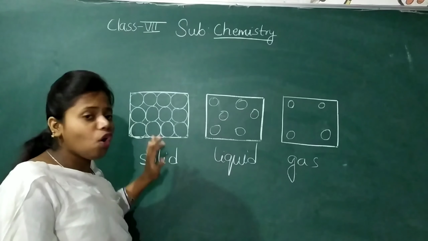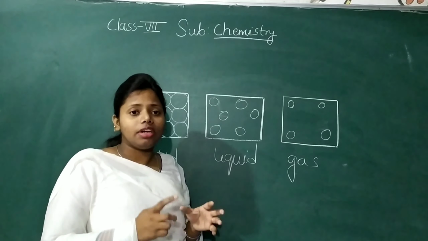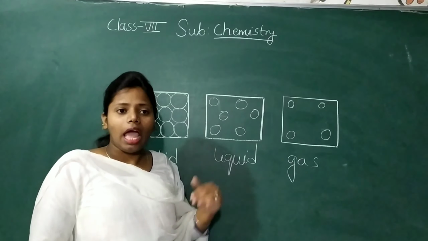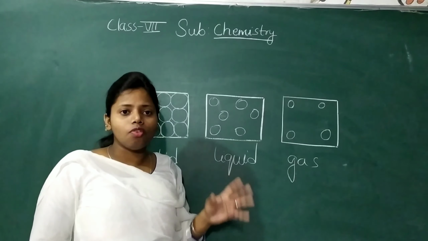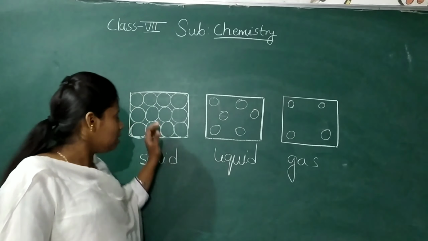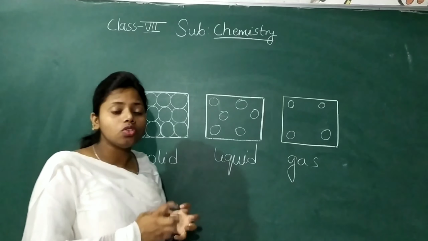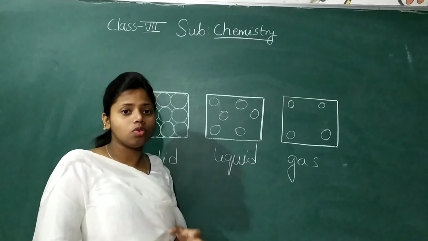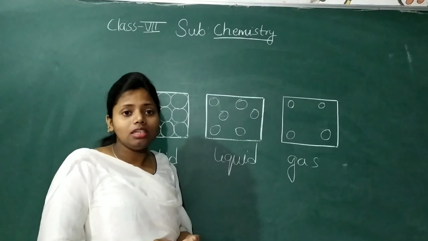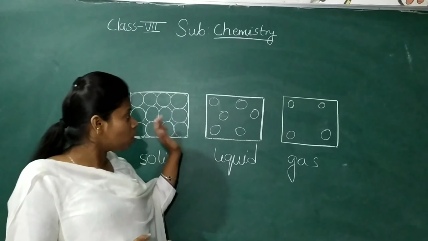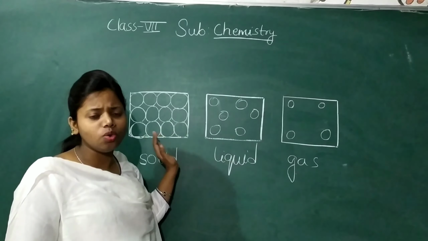The particles cannot move and it is closely packed because of the strong force of attraction, that is interparticle force. I have already explained the term interparticle force. What is interparticle force? The force of attraction between the particles of a matter. Because the interparticle force of attraction is very strong, the particles in solid are closely packed and they cannot move, because space is not there to move. Very little space is there.